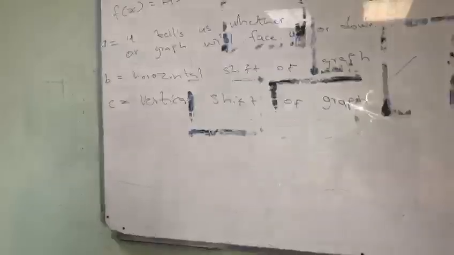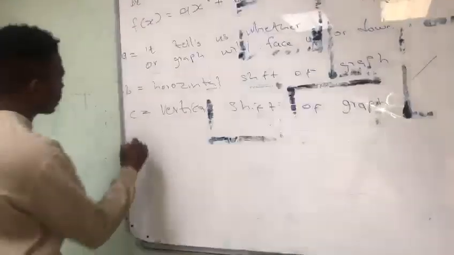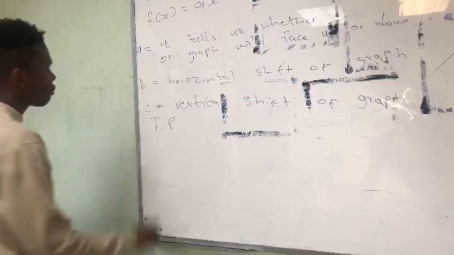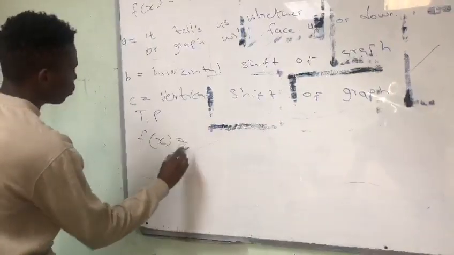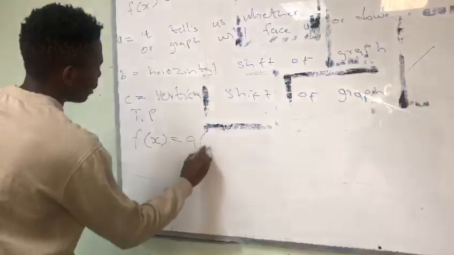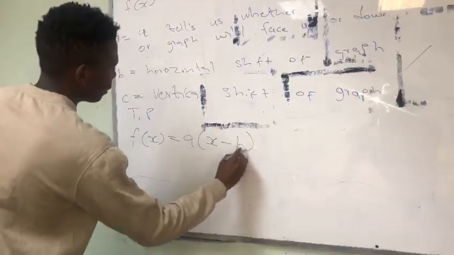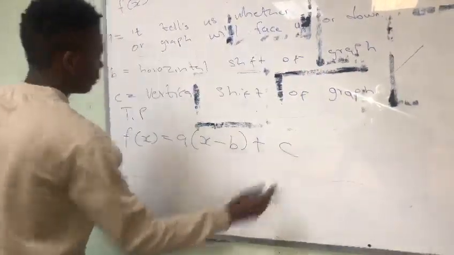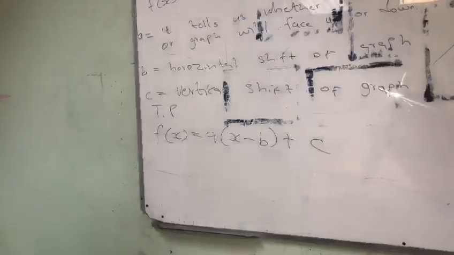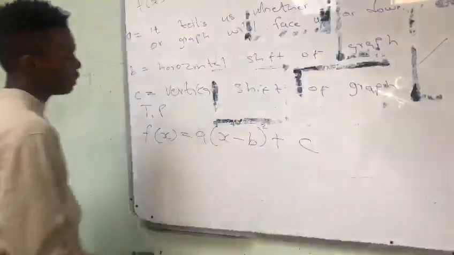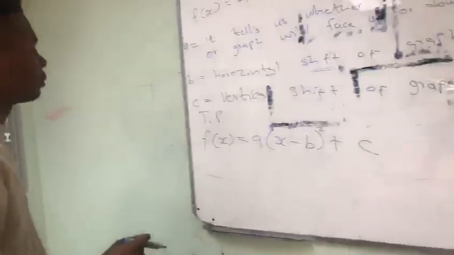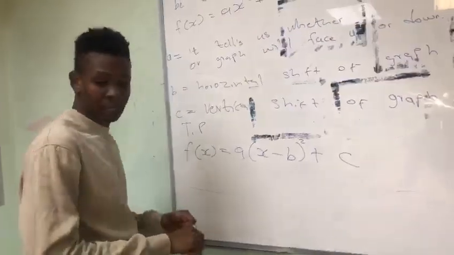And our graph may be given in turning point form. It will be f of x is equal to a of x minus b squared plus c, right? That is how it will be in our turning point form, right, people?